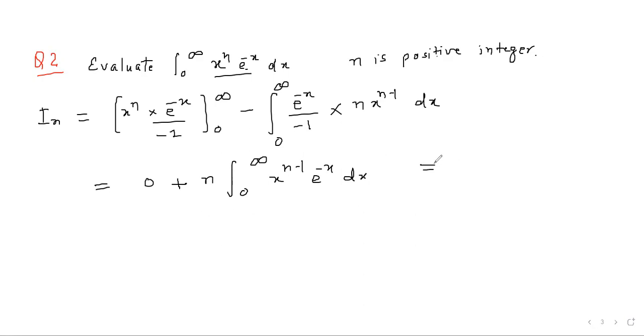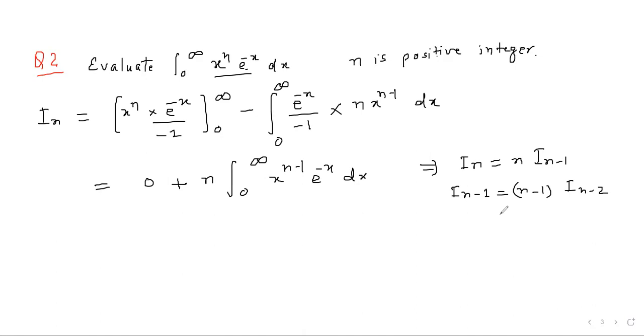So we can write I n equal to n times the integral, which we can copy, or in place of this we can write I n minus 1. So I n equals n times I n minus 1. Now we can generalize it. We find I n minus 1. This will become n minus 1 times I n minus 2.